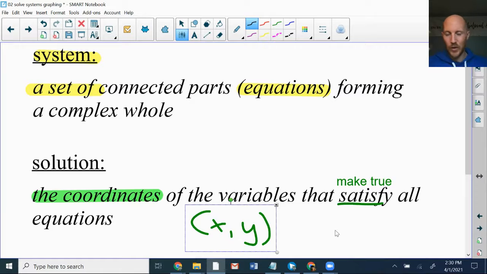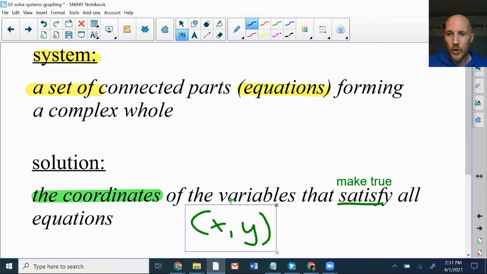And all makes it sound so inclusive. I mean, it is, but there's only going to be 2 equations we're dealing with. So you're going to have an x and a y coordinate that would work in both of the equations, but one at a time. If you substitute the x and the y in the original equations with these numbers, it would give you a true number sentence. This thing equals that thing, and it would work.